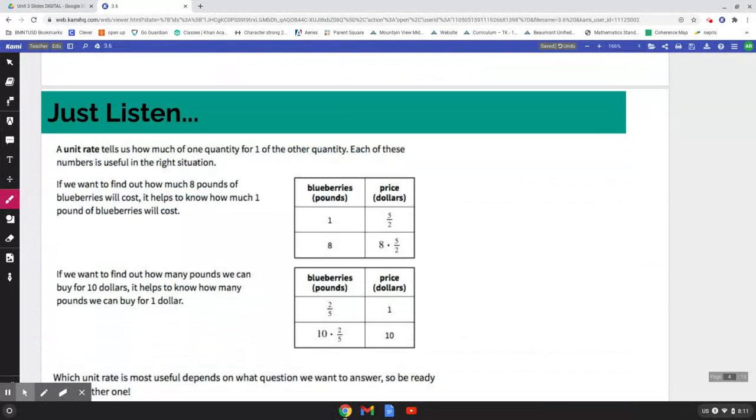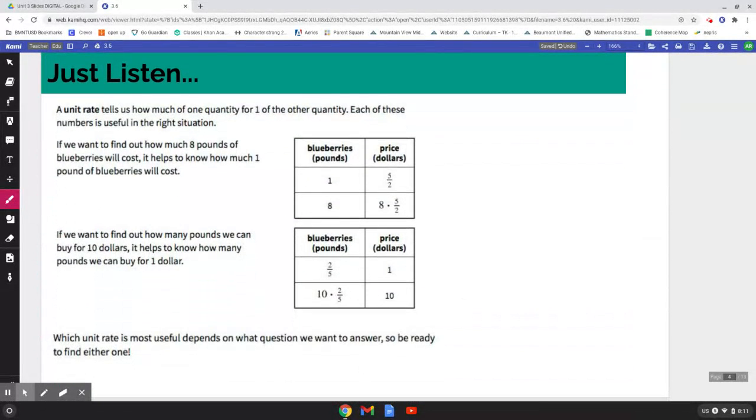Okay, so a unit rate tells us how much of one quantity for one of the other quantity. Each of these numbers is useful depending on the situation. If we want to find out how much 8 pounds of blueberries cost, it helps to know how much 1 pound costs. Remember, I've been telling you that over and over again. Find the cost or find the amount for one, and then you'll be able to multiply it to any quantity that they give you.